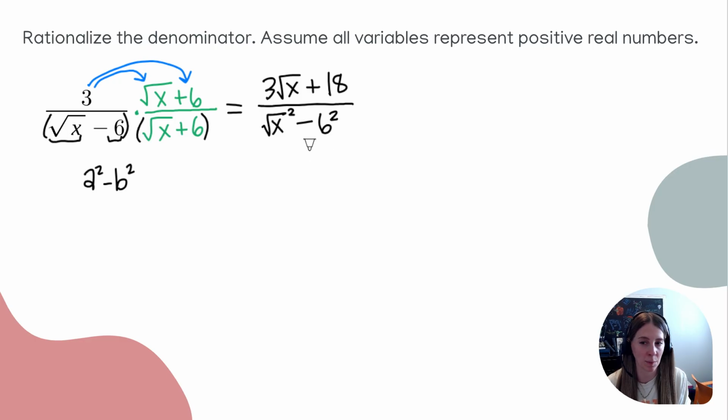Okay, and then I would just simplify that. The square root of x squared is just x, so this would simplify to be x. And then 6 squared is 36, so I would rewrite that as a 36. Okay, notice now that my denominator has no square root signs, no radicals, and so that means that I have rationalized the denominator, and this is my final answer.